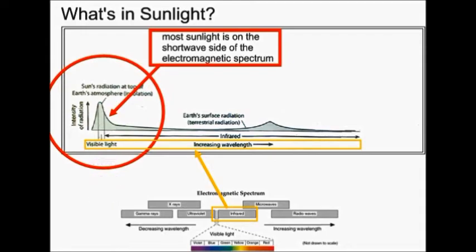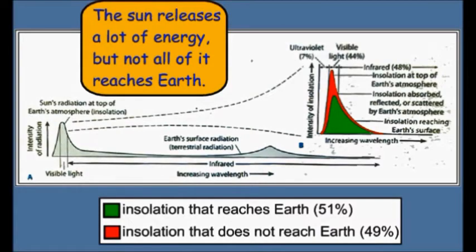Now, of that shortwave radiation, this diagram here breaks down how much of it actually reaches the Earth, because the sun releases a lot of energy, but not all of it reaches the Earth. The green portion of that is the insolation that reaches the Earth, and that's about 51%. The red portion is the insolation that never reaches the Earth, and that's about 49%. So only a little more than half of the sun's energy actually reaches the Earth.